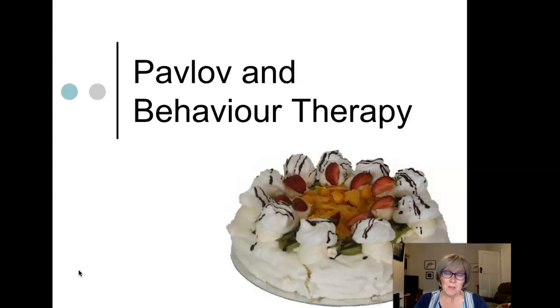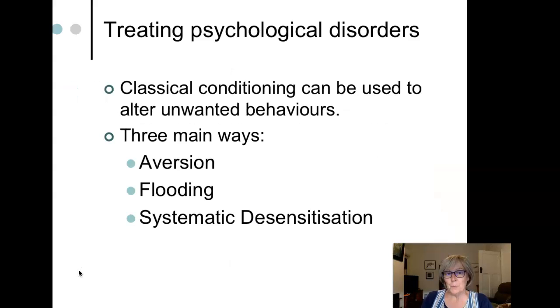So what we've done is we've covered the three learning theories, classical conditioning, operant conditioning and observational learning. And now what we're going to do is look at how psychologists have applied some of that theory to treat different psychological conditions. So today we're going to look at behavior therapy with classical conditioning. There's been three main ways that classical conditioning has been used by psychologists to change behavior.